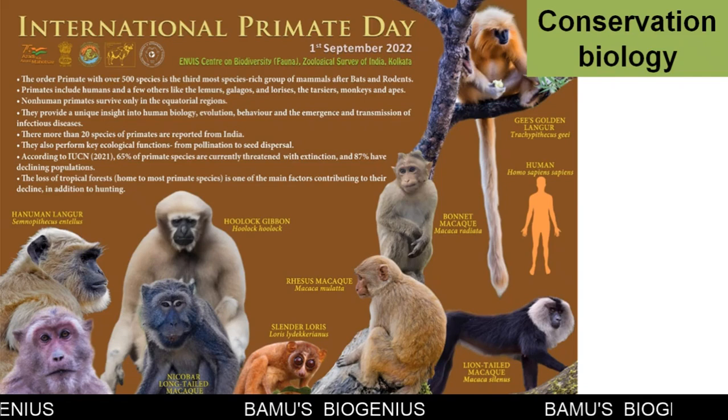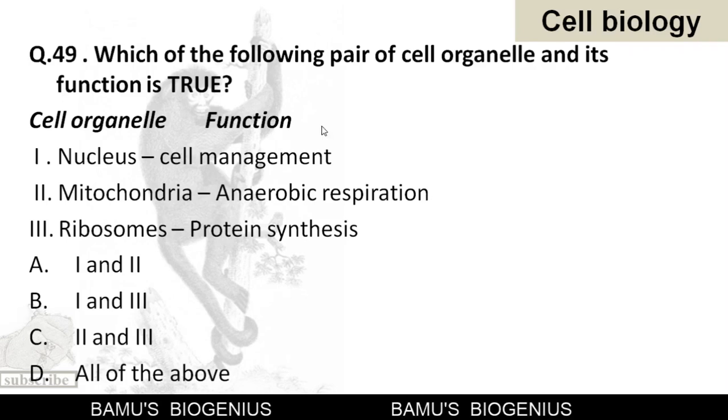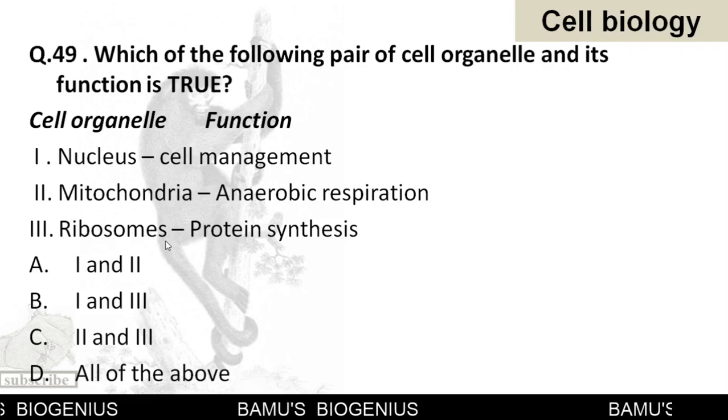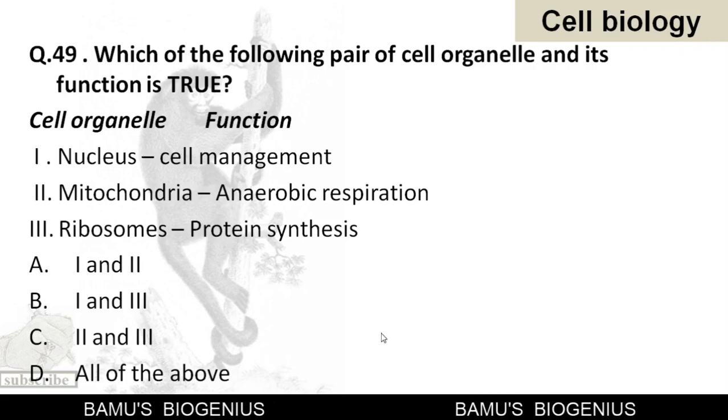Now the question number 49 is which of the following pair of cell organelle and its function is true? Here cell organelle is given and function is given. First pair is the nucleus, cell management. Number 2, mitochondria, anaerobic respiration. And 3, ribosomes, protein synthesis. So the options are A, 1 and 2, B, 1 and 3, C, 2 and 3, and D, all of the above. The answer is B, 1 and 3.